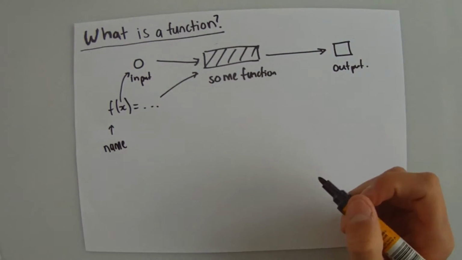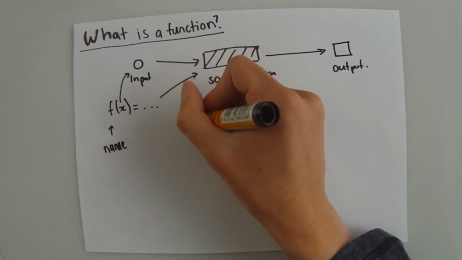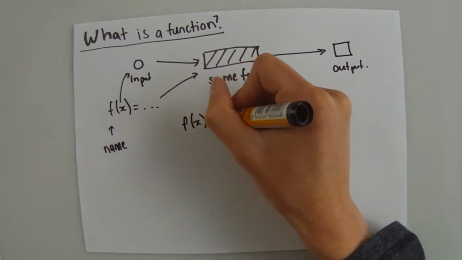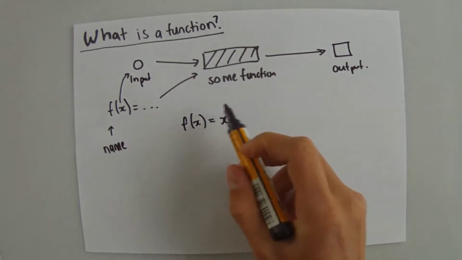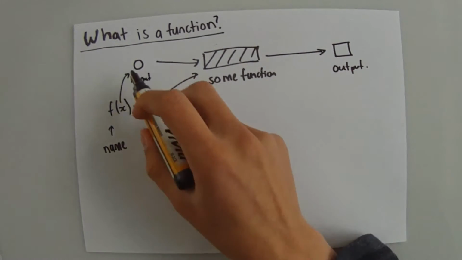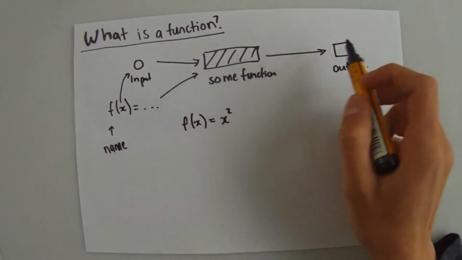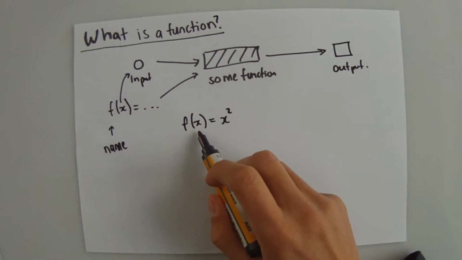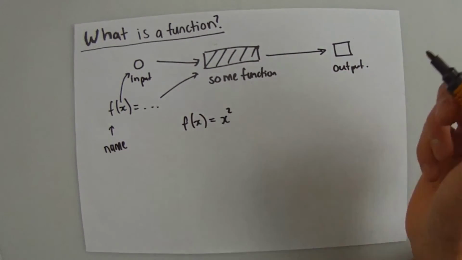It's easiest to go through some examples to see this. If we take a function, f of x is equal to x squared, we can see that for every x that we put in, that's the input, we transform it through the function here and we'll get our output. So for every x value we put in, the output will be that value squared.